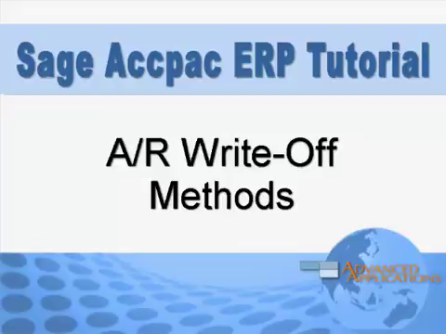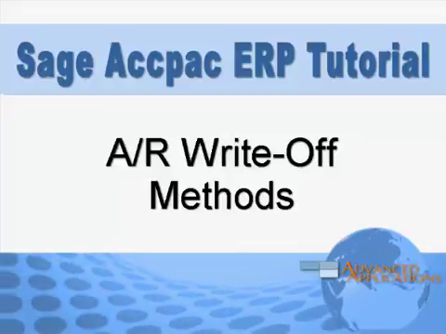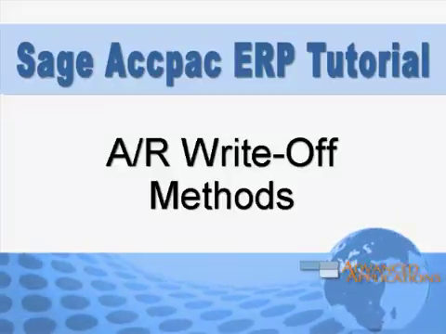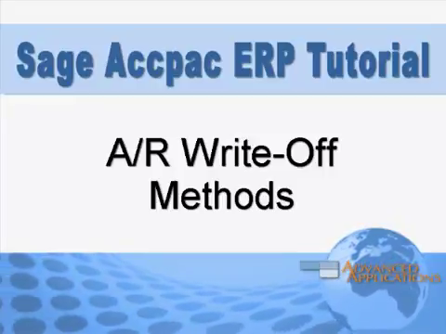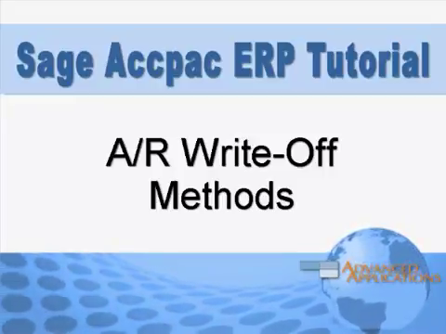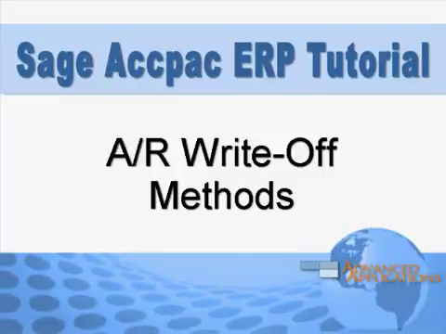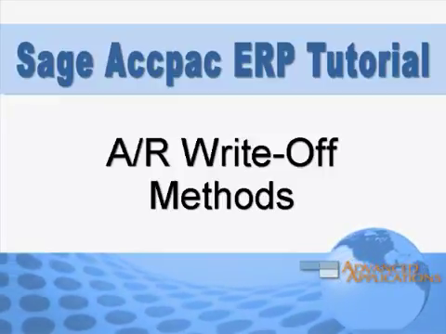Over time, most companies will find on their open receivables list a number of uncollectible accounts, short pays, and adjustments that need to be made. In this tutorial, we'll show you 3 methods for cleaning up these open receivables.